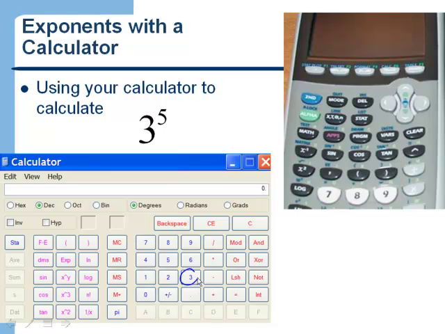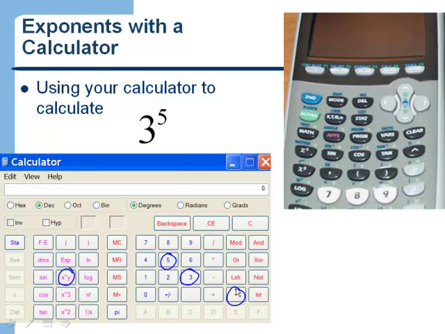I would first hit the number 3, and then I would hit this key that says x to the y. And then I would put in the power, in this case 5, and then hit the equal sign, and that would calculate 3 to the 5th for me.